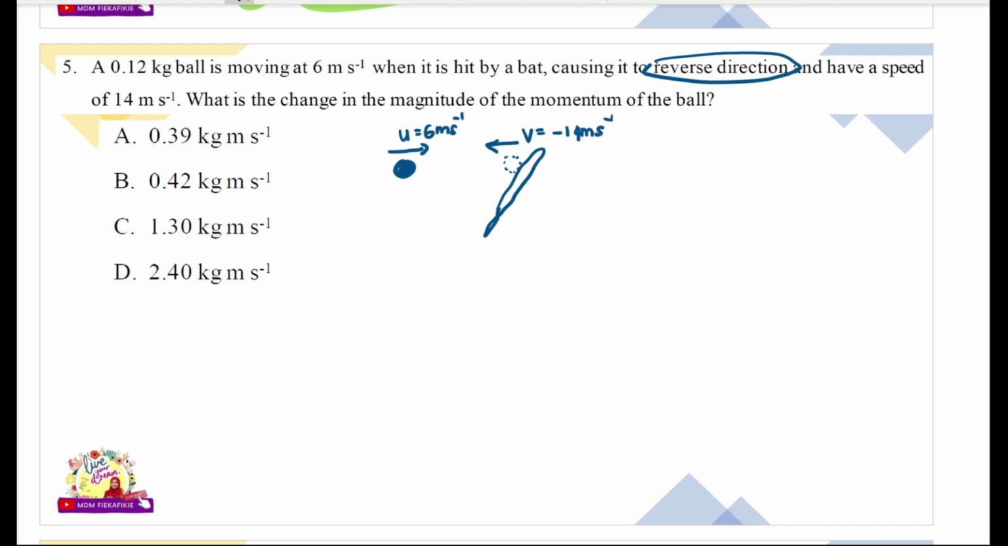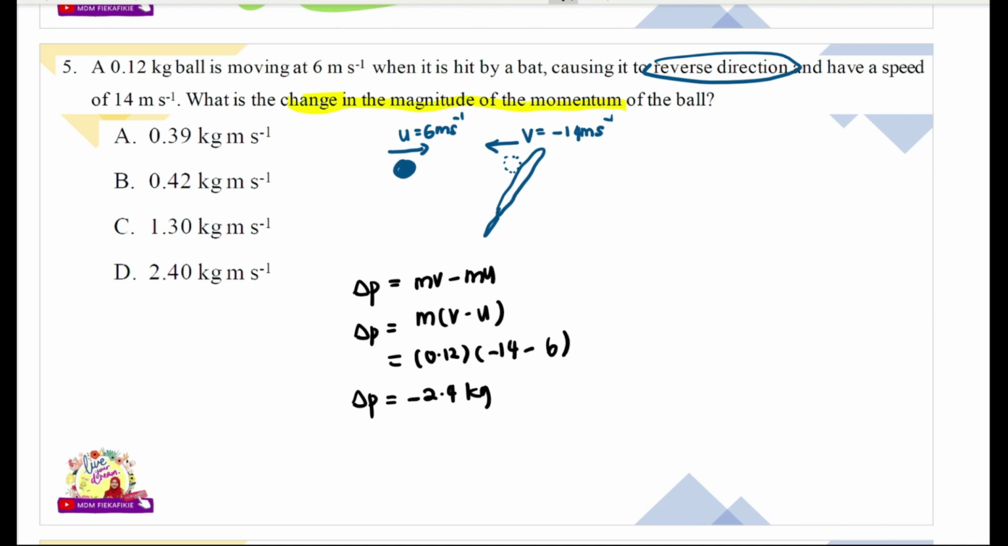Okay. So now what is the change in the magnitude of the momentum? So kita nak cari change of momentum, which is delta P. Okay. So kita boleh tulislah where delta P is equal to mv minus mu. Okay. And then kita boleh kira terus delta P. Okay. Which is m(v minus u). So m dia dah bagi 0.12. V is negative 14 minus 6. Okay. So delta P you akan dapat negative 2.4 kg meter per second. Okay. So kita nak magnitude. Therefore, magnitude dia adalah, okay, for delta P is equal to 2.4 kg meter per second. Okay. So the answer is D. Okay. Very good. Okay, kita laju sikit.